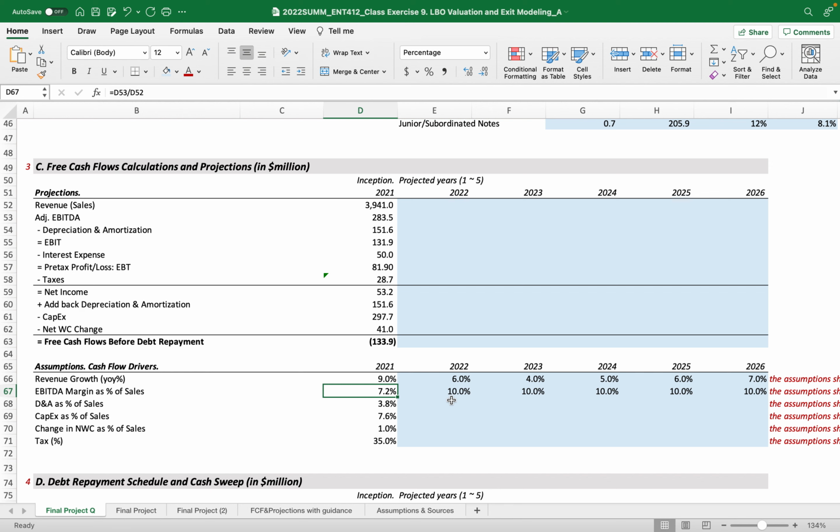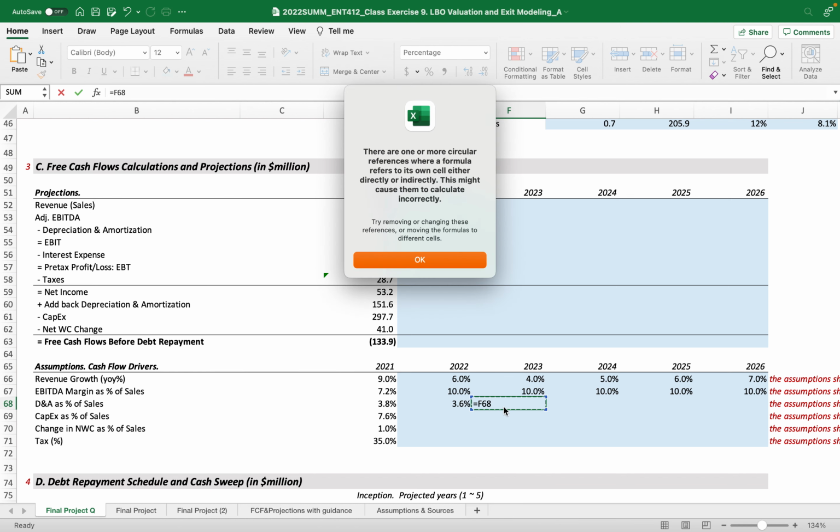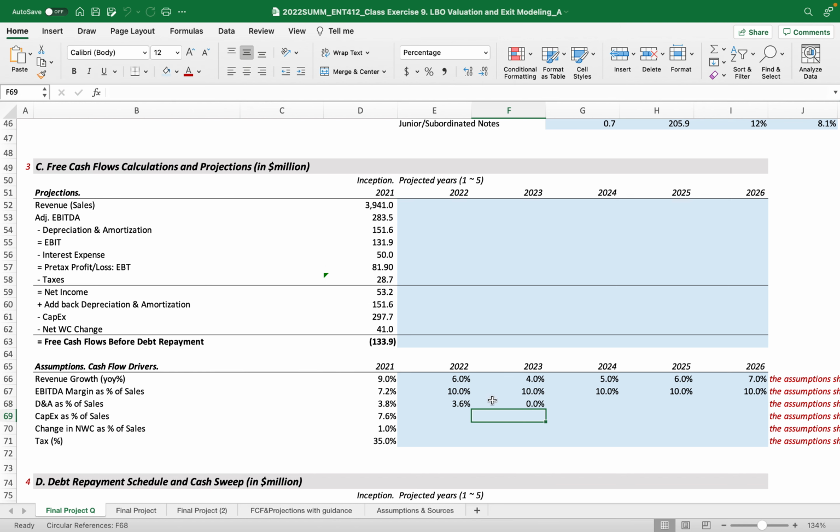Then for the depreciation and amortization percentage, I just use a very similar percentage. It's not changing much. So I used the 3.26% as in other years.